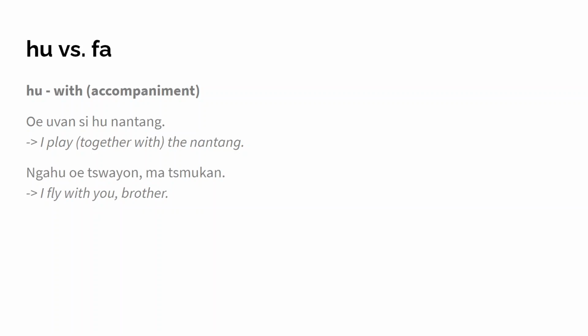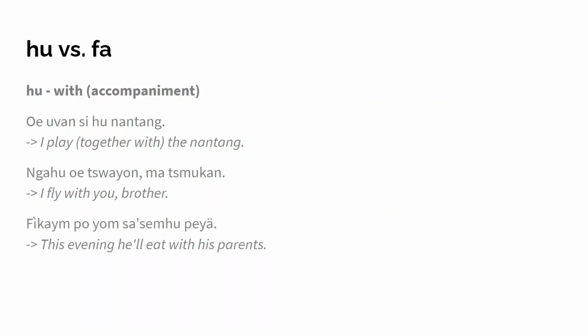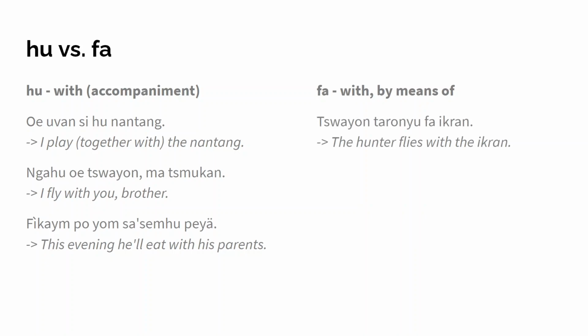So when Tsute at the end of the movie says, I fly with you, or I will fly with you, he would use ngahu here, because he wants to fly together with Jake. Vegaim boyom sasim hu peye. This evening he'll eat with his parents, together with his parents. On the other hand, we have fa, which also means with, but by means of, so with the help of something. Twayon taronyu fa ikran. The hunter flies with the ikran.